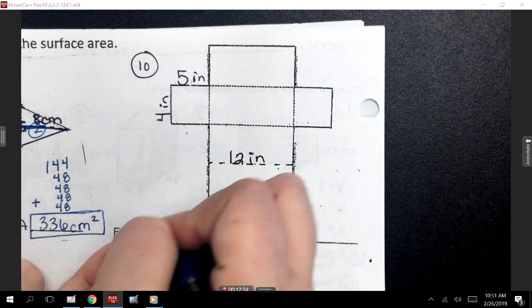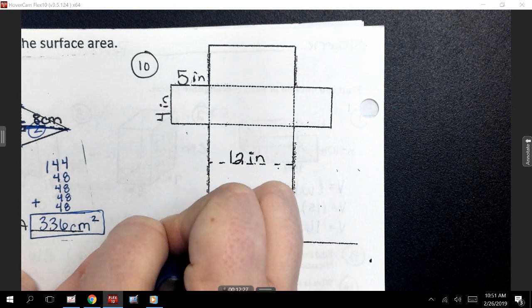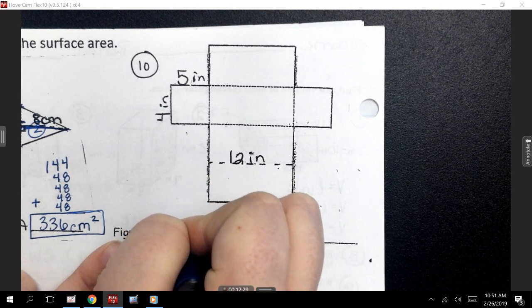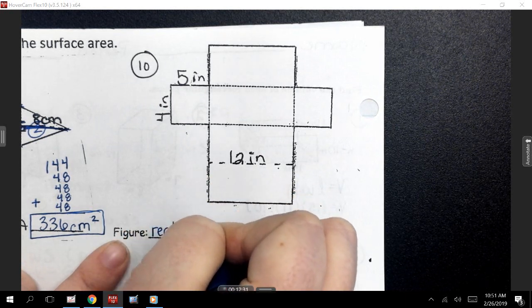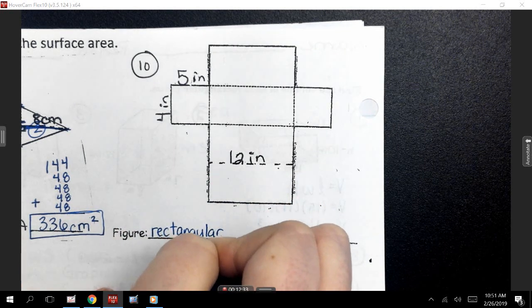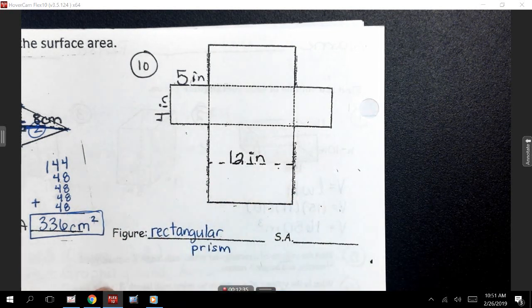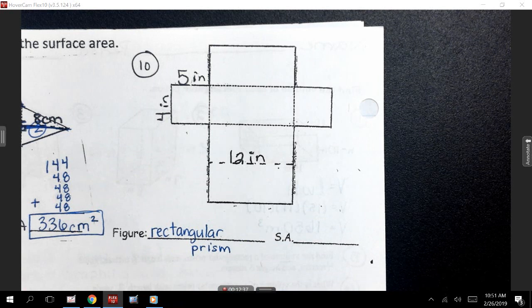Akina? A rectangular. And then this time it's going to be a prism because it doesn't have a bunch of triangles that can fold up and make a point. So it's going to have to kind of be a long rectangle. So it's a prism. All right.